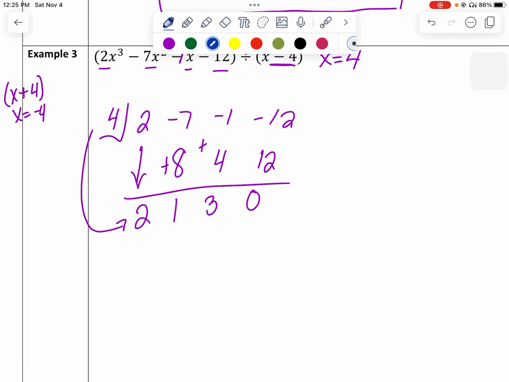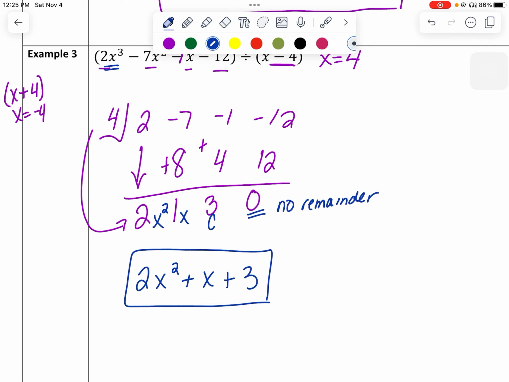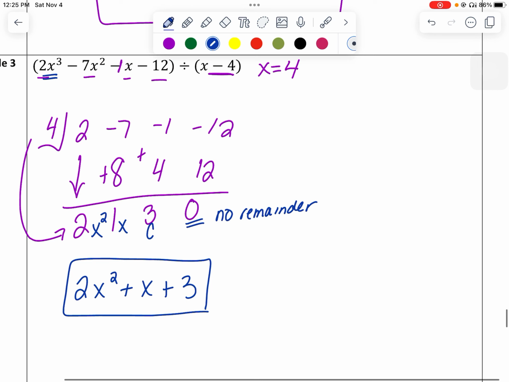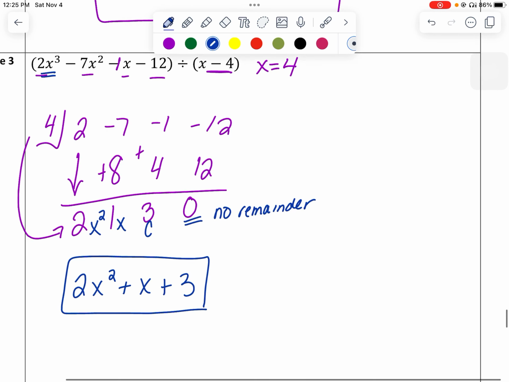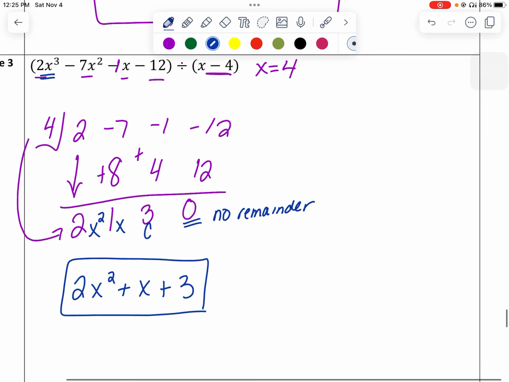And we started as a cubic, and so we're going to start as an x squared, x, and then your constant. And then this means I have no remainder. And so our answer is going to be, oh, I meant to put x squared, 2x squared plus 1x plus 3. Now, if there are no remainders, then that means that x minus 4 was a factor of the original problem.